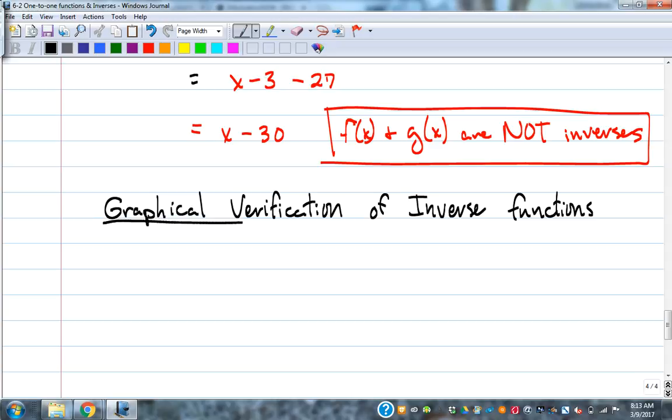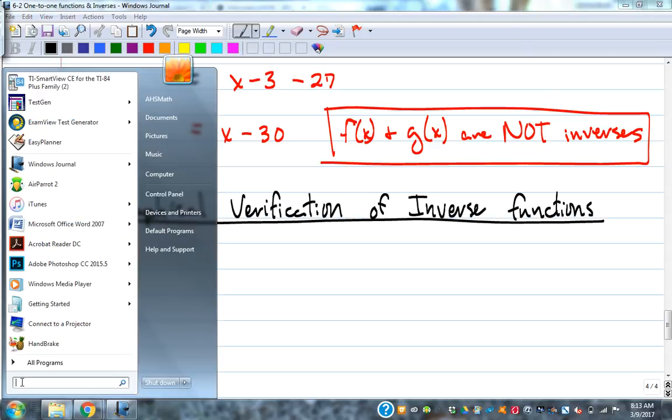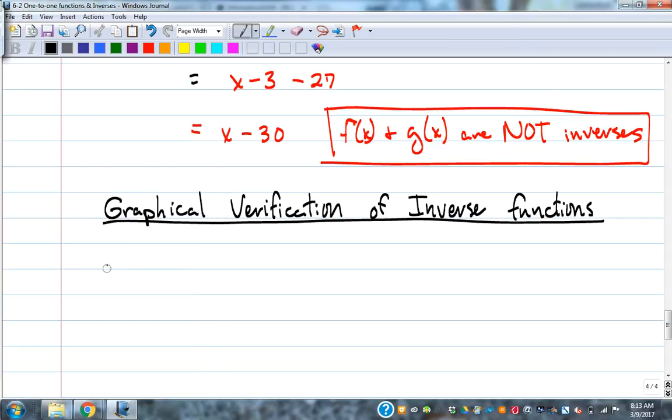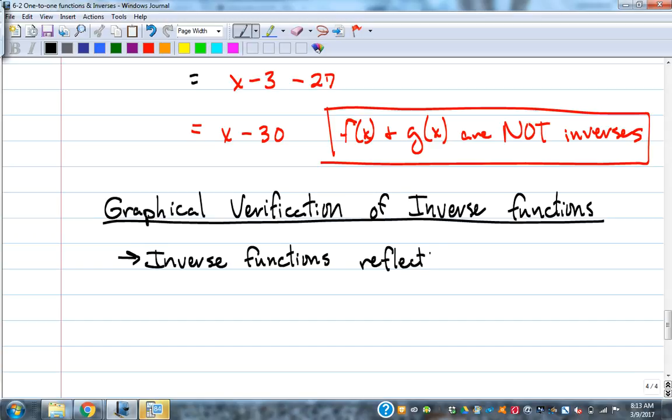And this one, I mean, we're going to use the graphing calculator to do this. There's no point in graphing them all by hand. That's not going to really help us that much. So what we're going to be looking for is inverse functions reflect across y equals x.